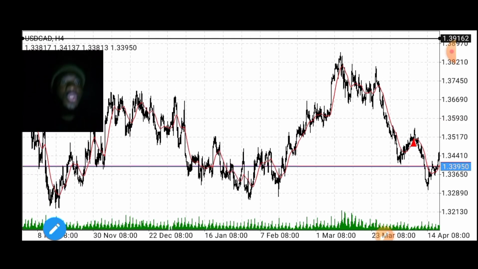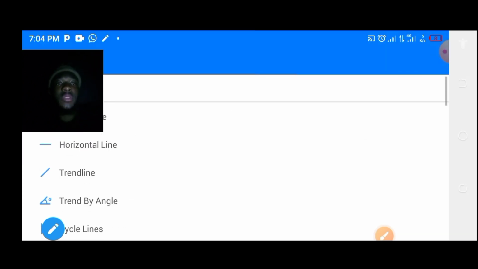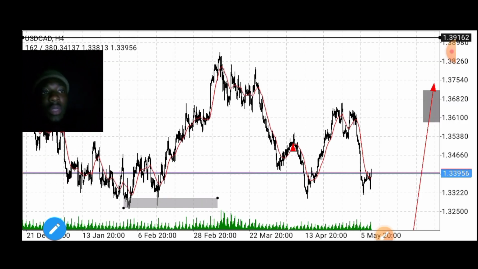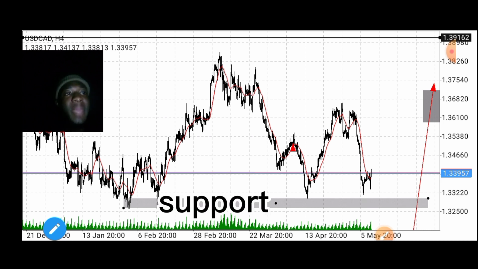All I'm going to do is zoom out of my chart, all right? Where is the area that price has failed to break through over the days? All I have to do is pick my rectangle and draw out the zone. This is a zone that price has actually failed to break through. This is kind of the main resistance for this time frame.